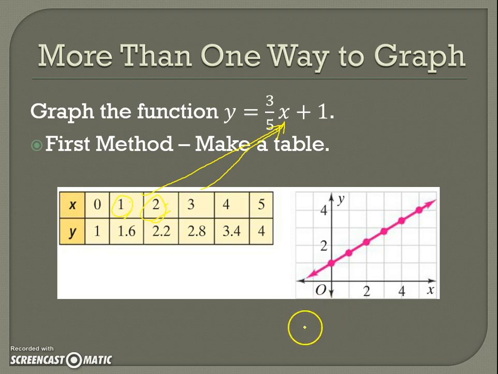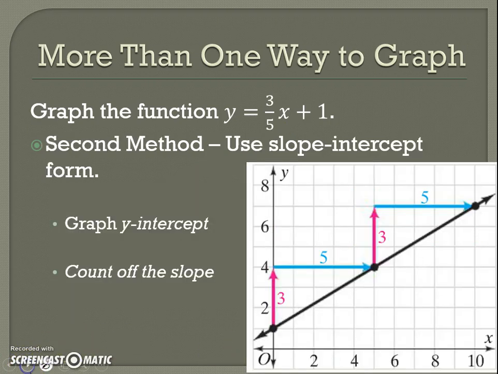That's one way to graph. The other way to graph is by using the y-intercept and the slope. So it says, same graph here, graph the function 3/5 x plus 1. The first thing that you're going to do is graph the y-intercept, which is this value. I graph the y-intercept, which means this is where it crosses the y-axis, so I have my point right here.